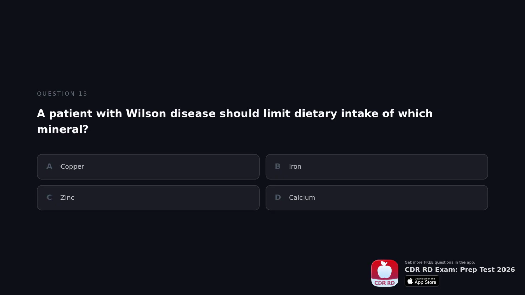A patient with Wilson disease should limit dietary intake of which mineral? A. Copper. B. Iron. C. Zinc. D. Calcium.